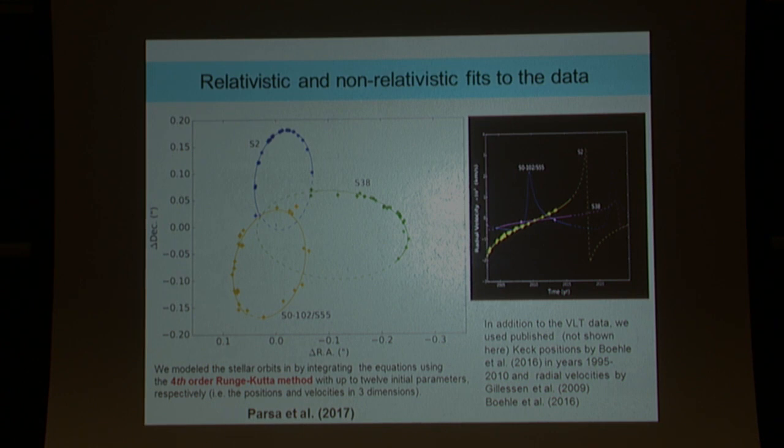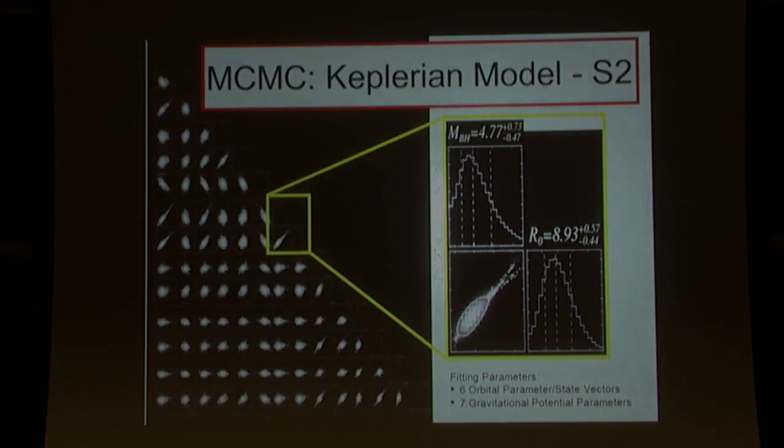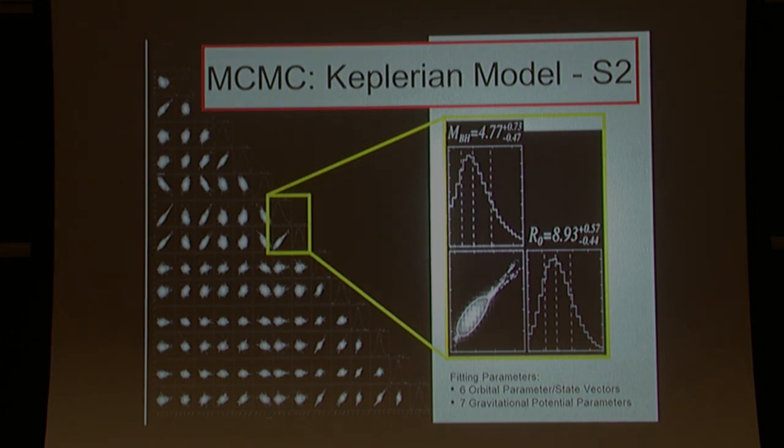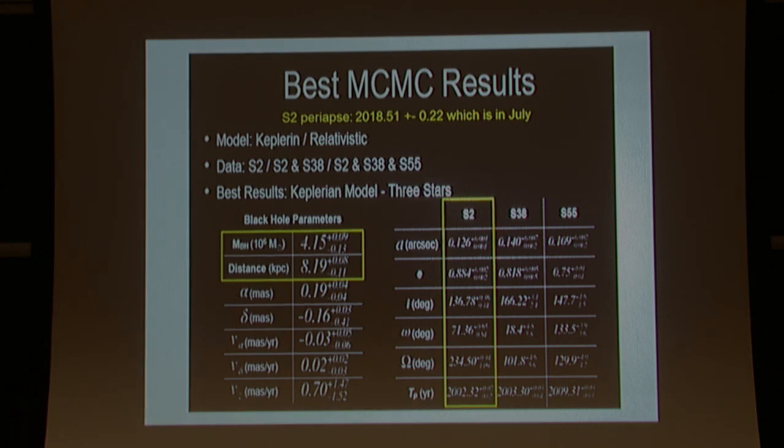So this is how it looks like. These are the orbits of the three stars. Here we plot only the data that we input into the system ourselves. But as I said, on the right-hand side, you can see that we used Keck positions that were published by Böhle et al. And also radial velocities by Gillessen and Böhle. So we used everything that we could actually combine. Then we did MCMC models, fits, both relativistically and non-relativistically, and came up with estimates of the mass and radius. And those numbers that we get here are consistent with what everybody else gets as well. So we're not too bad.